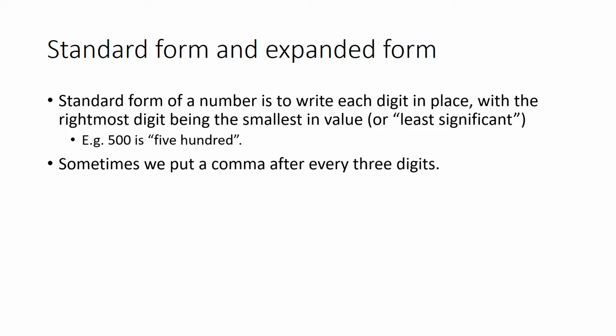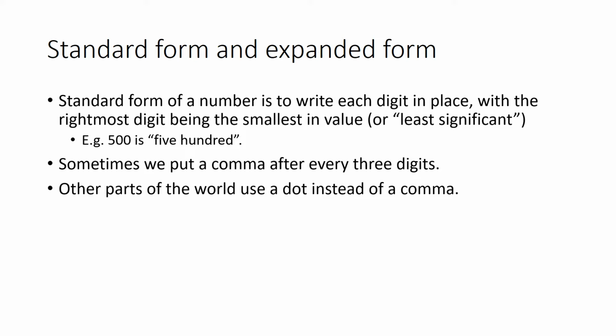Sometimes you put a comma after every three digits, so you get thousands, millions, etc. More on that later. But some other parts of the world use a dot instead of a comma to indicate these place values. If you see in code, for example, the culture of a number being described, that means whether we use dots after every three digits or commas or perhaps something else.